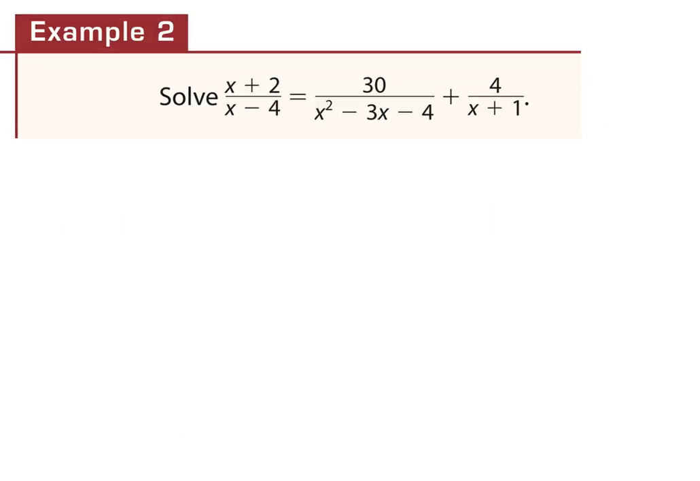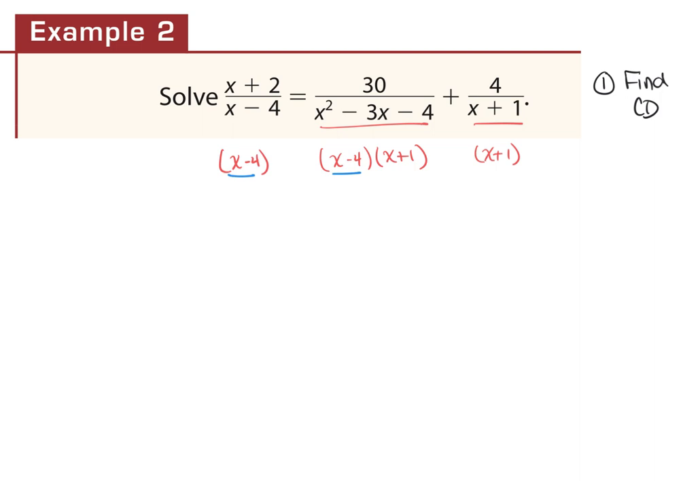The very first step remains the same. I need to find my common denominator. All right. The way that I do that is I'm going to factor everything. Well, x minus 4, that is as small as that gets. Here, I can factor x minus 4, x plus 1. And here, x plus 1. All right. So those are my three denominators. I have to use the highest power of each term. X minus 4, well, that is only used to the first power.